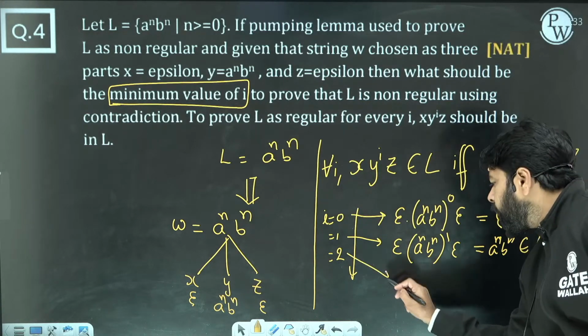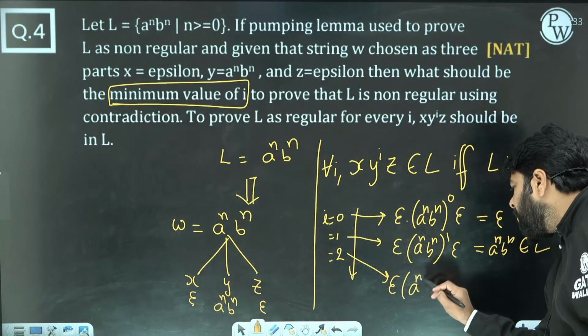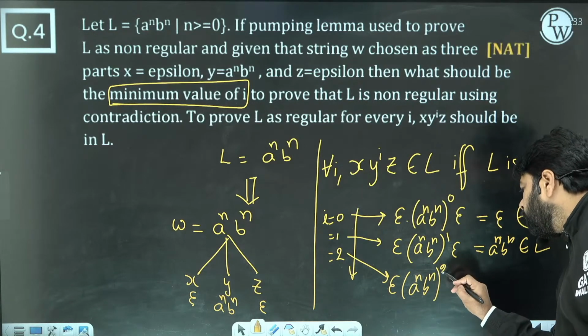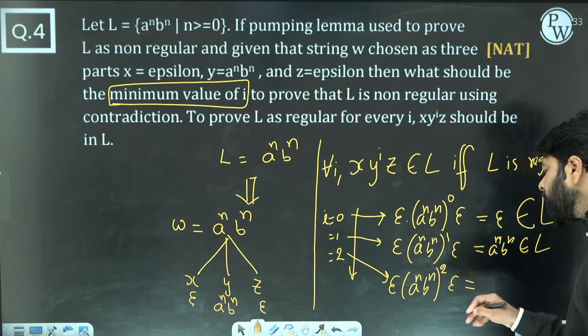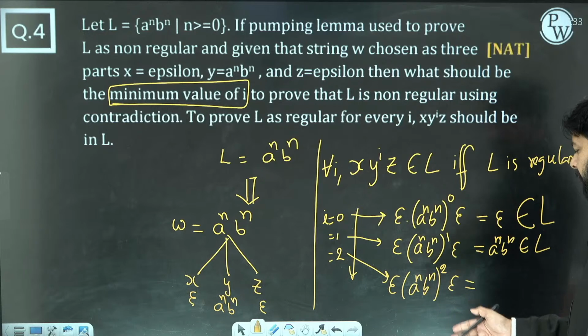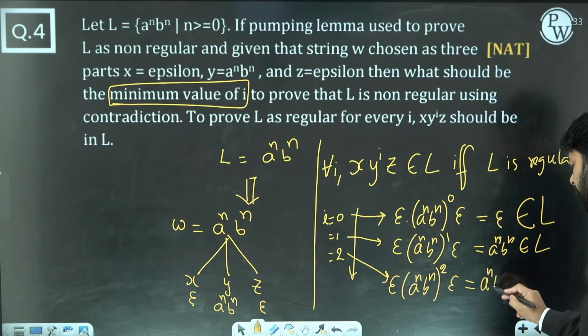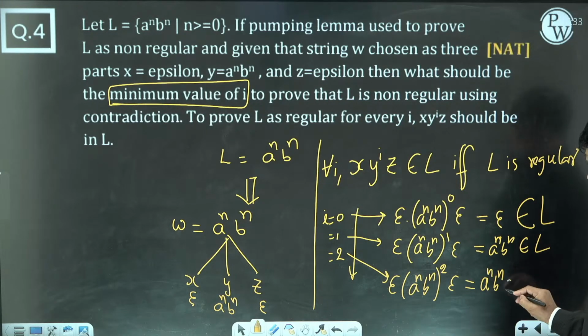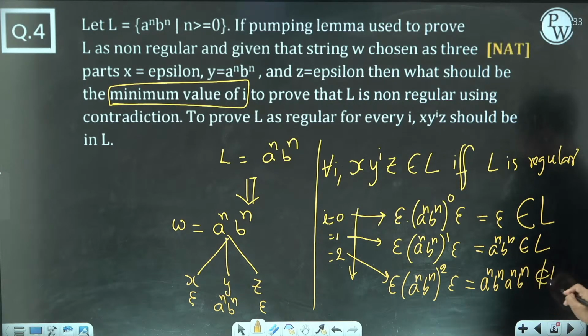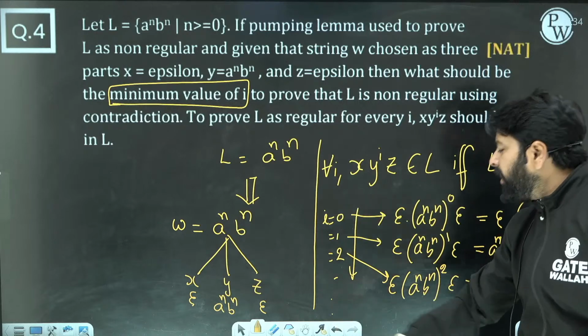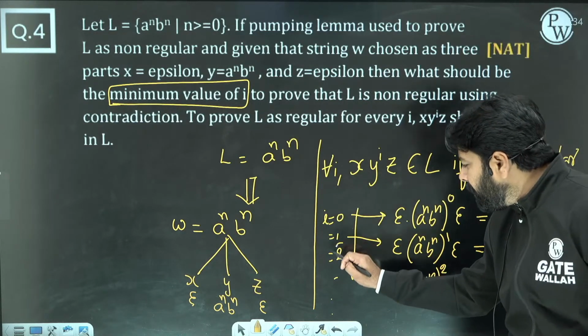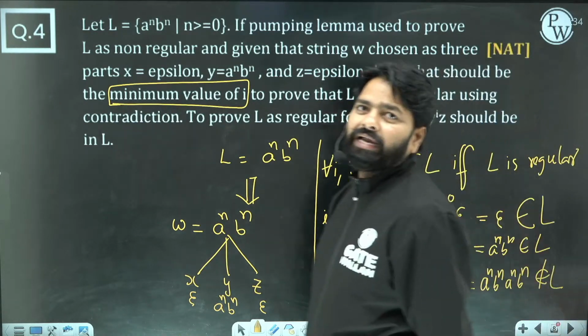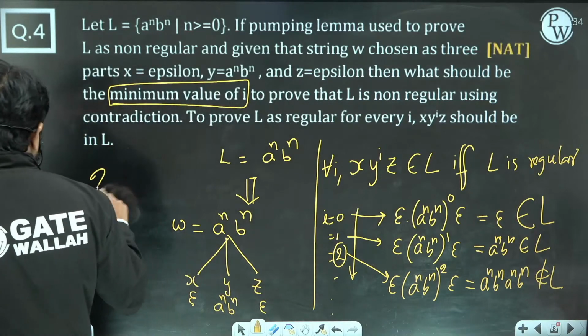When I put 2, what happens? (a^n b^n) to the power 2, epsilon. Now you need to repeat a^n b^n, which makes a^n b^n a^n b^n. The same string is going to come, and that's definitely not in L. So 3, 4, 5, no need to try, because this is the minimum value where you prove it is non-regular. So the answer is going to be 2.